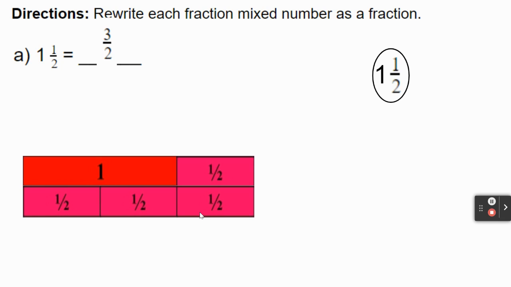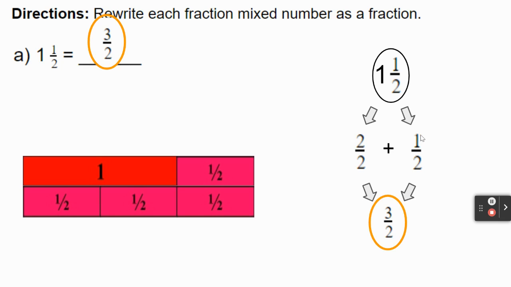Let's try that with number bonds. Here we have 1 and 1/2. We can rewrite this 1 whole as 2 over 2, and we're going to add the 1/2 that was left over. 2 halves plus 1/2 is 3 halves, or 3 over 2. So 1 and 1/2 is equivalent to 3 halves.